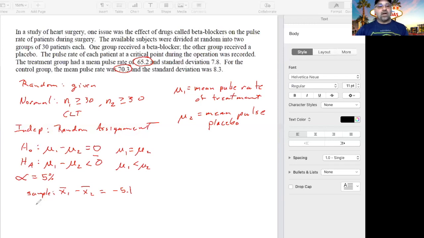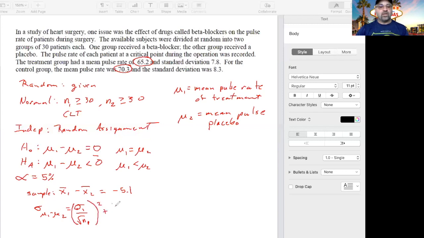What I need to figure out is what sigma for mu1 minus mu2 looks like. And as you know, that should be sigma 1 over the square root of n1.